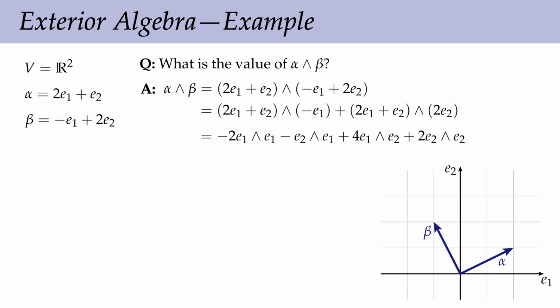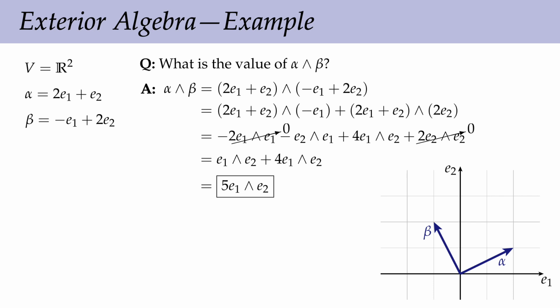Well, one important one is that wedging any vector with itself is equal to 0. So I notice here I have e1 wedge e1 and e2 wedge e2, and those can both be set to 0. And so all I'm left with is e1 wedge e2 plus 4 e1 wedge e2. Okay, and now I'm in a vector space like any other. So if I have one copy of something and 4 copies of the same thing, that means I have 5 copies of that thing. I have 5 e1 wedge e2.